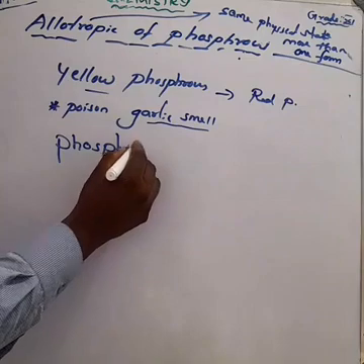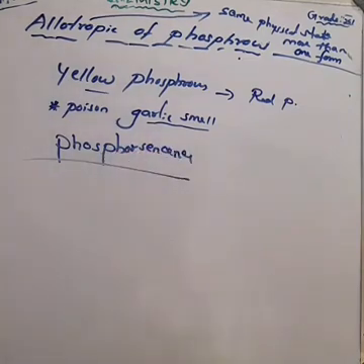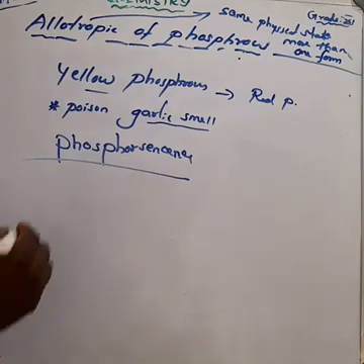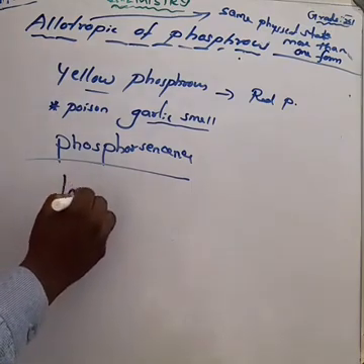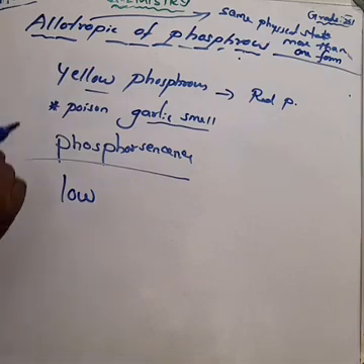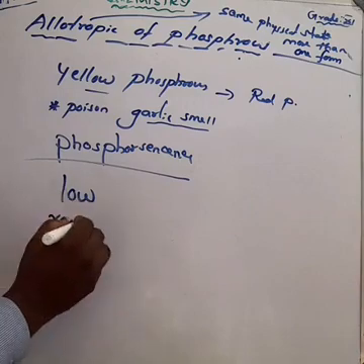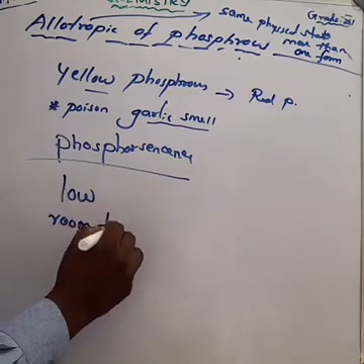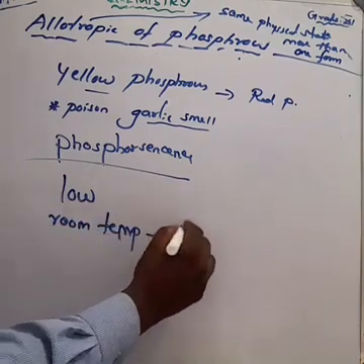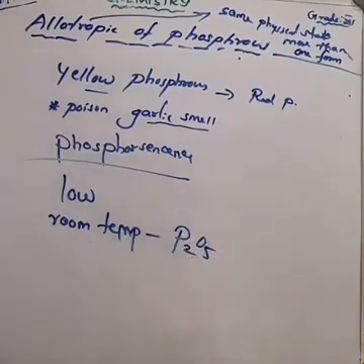Also, one important one-word question: its ignition temperature is very low. It undergoes spontaneous combustion in air at room temperature. It gives phosphorus pentoxide. Penta means 5, phosphorus 5 oxide. The formula is P2O5.